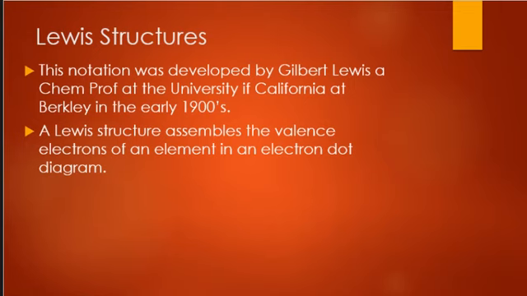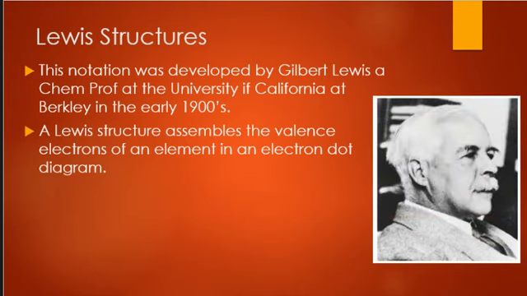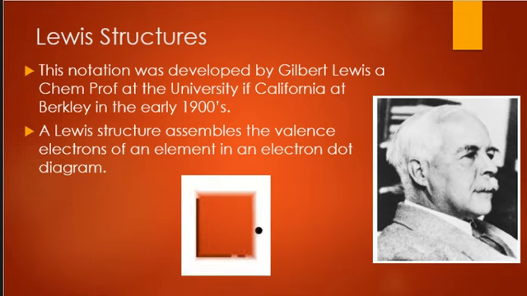This notation was developed by Gilbert Lewis. He was at the University of California, Berkeley in the early 1900s. They're also known as electron dot figures, but that kind of takes away the credit from Professor Lewis, so we like to give it to him. It assembles the valence electrons of an element in an electron dot diagram. That looks something like that.